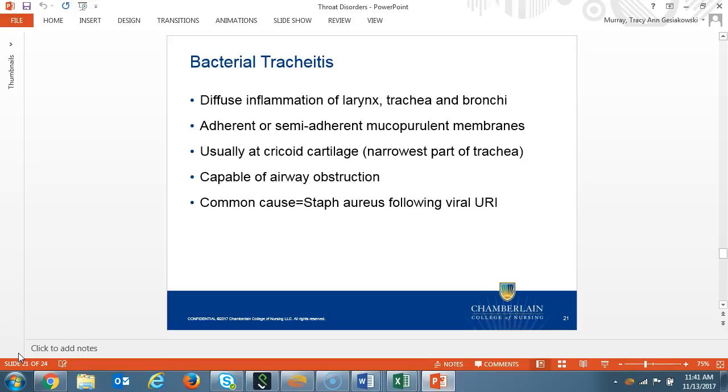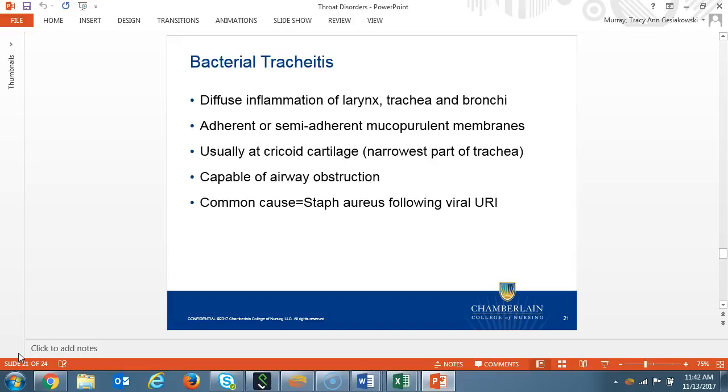Finally, the last topic that we're going to discuss is bacterial tracheitis. Bacterial tracheitis is a diffuse inflammatory process of the larynx, trachea, and bronchi with adhering or semi-adherent mucopurulent membranes within the trachea. The major site of disease is at the cricoid cartilage level, the narrowest part of the trachea. Acute airway obstruction may develop secondary to subglottic edema and sloughing of epithelial lining or accumulation of mucopurulent membrane within the trachea.